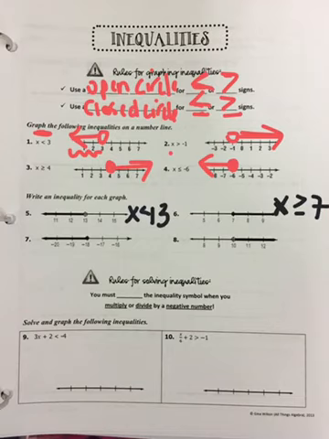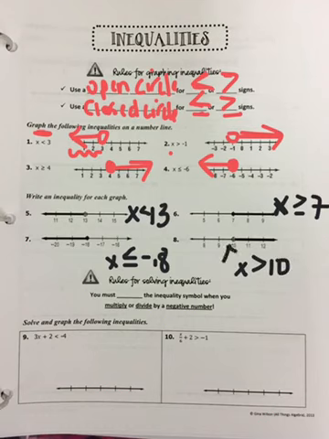So number 7, we've got our X values on the smaller side. We've got that filled in circle, and we're looking at all of the values that make X less than or equal to -18. And then on the final one, our X values are all bigger than 10. But because that circle is open, we don't include 10 in our answer.